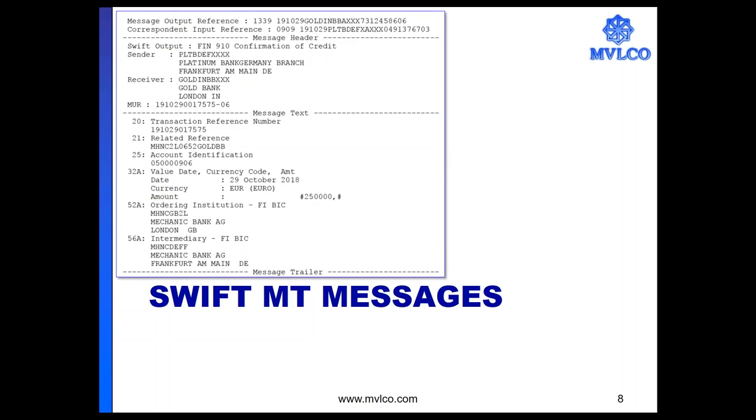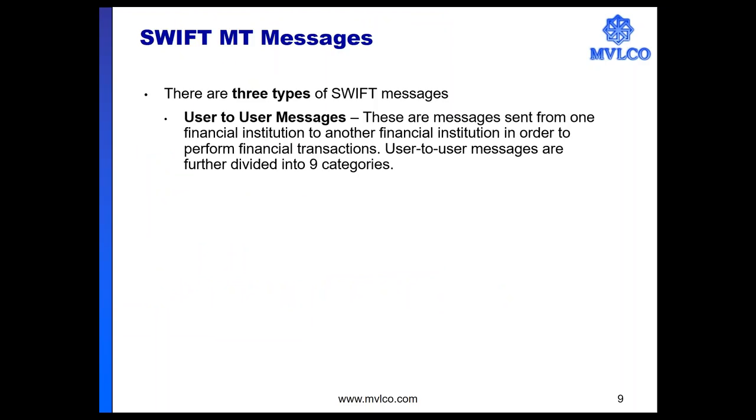So when we speak about these actual SWIFT messages at a very broad level, we'll have different types of messages. They are divided typically into three types. The first type is the user-to-user message. A user-to-user message could be one bank, one financial institution, sending a message to another financial institution. So when somebody wants to make a payment, the paying bank may use a user-to-user message to communicate with the bank to whom they would like to make the payment. The user-to-user messages are further divided into nine categories, which we will see on the next screen.